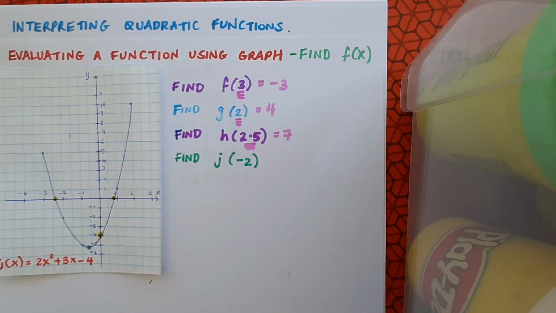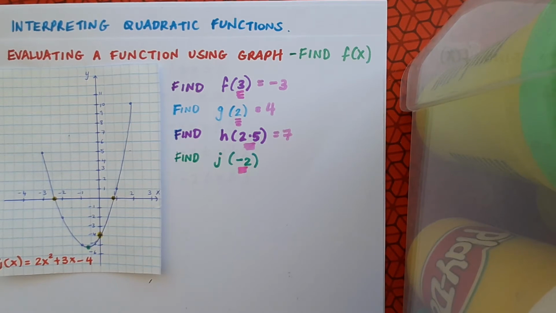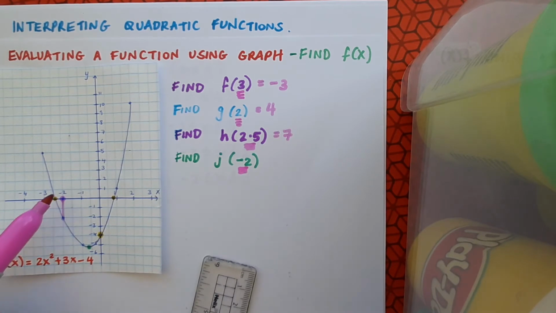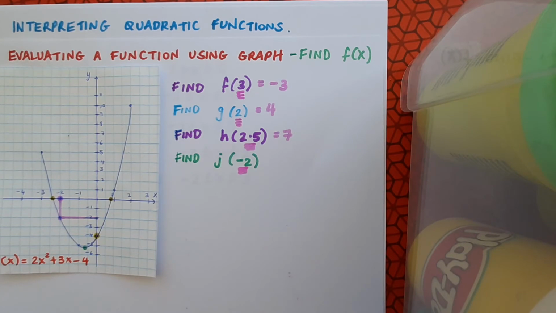Here's the j function. We're being asked to find j of -2. Whatever value is in the bracket is an x value. I go to that x value, -2. I draw a vertical line through it until I hit the graph. I see where the line and the graph meet, and I go to the y-axis. In this case, my solution is -2.